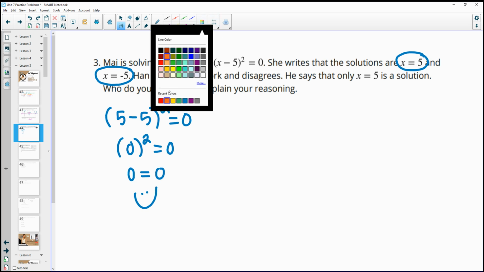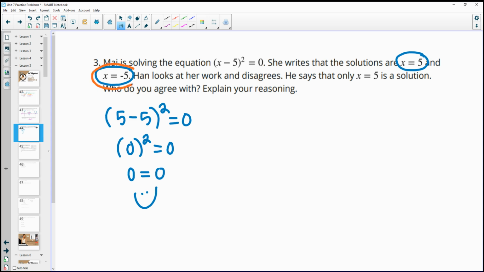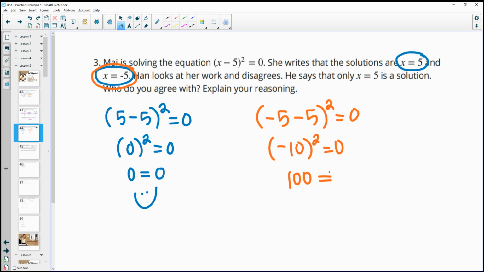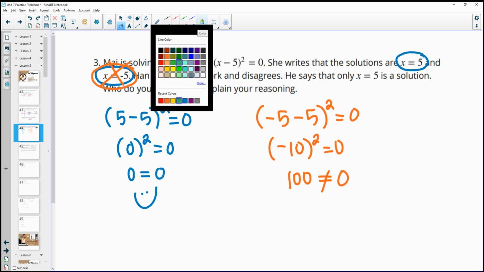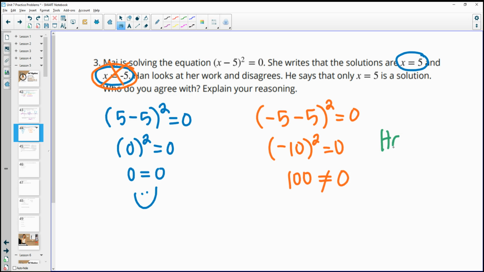Then we can go ahead and plug in negative 5 and see if that's a solution. So then (negative 5 minus 5) squared. Negative 5 minus 5 is negative 10. And negative 10 squared is 100, which does not equal 0. So that means that negative 5 is not a solution. And that means that we agree with Han because only x equals 5 is a solution.